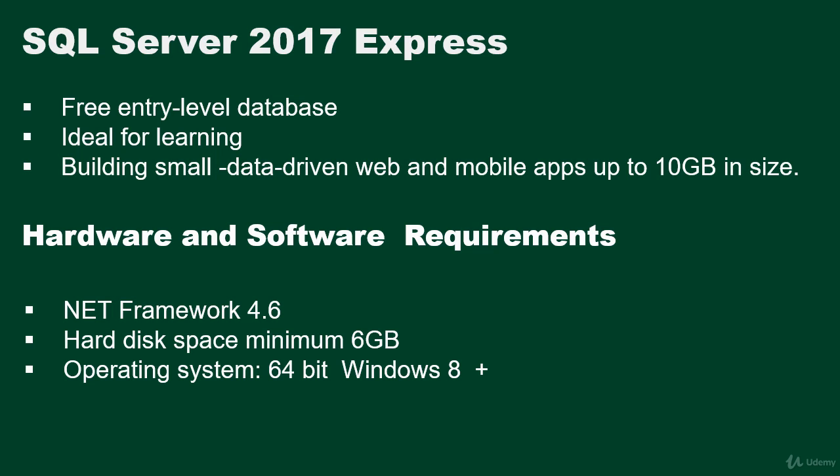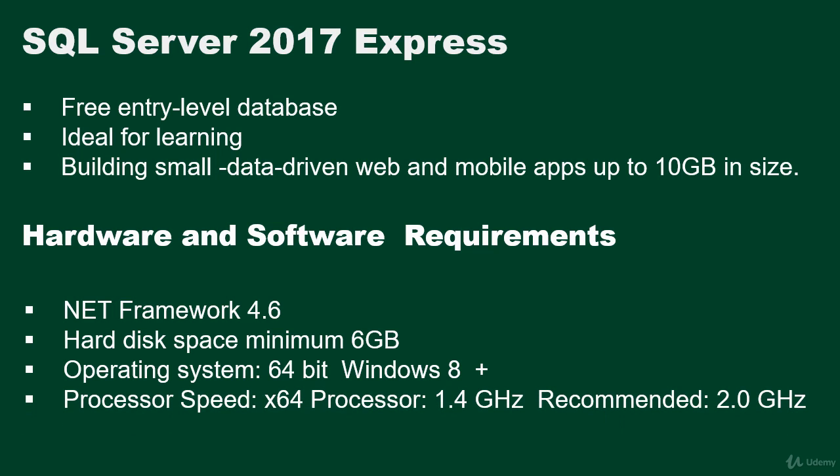If you haven't got a 64-bit system, or if you're still running Windows 7, then you need to download and install a lower version of SQL Server, for example, SQL Server Express 2014. The processor required is a minimum of 1.4 gigahertz, but it's recommended that you have a processor running 2.0 gigahertz or more. If not, the minimum required is 1.4 gigahertz.